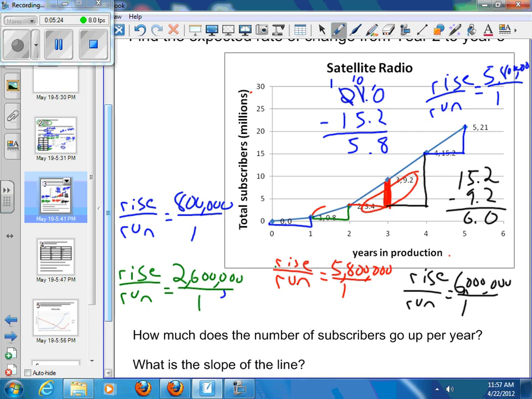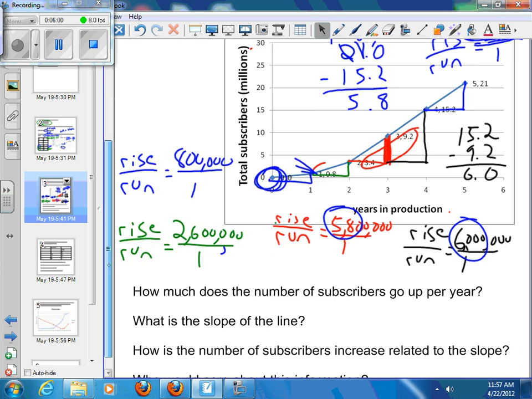So you can see that that first year we went from 0 up to 800,000. And then the second year we went from 800,000 to 2,600,000. Then we jumped all the way to 5,800,000. Then we kind of stayed the same after that. We went to 6 million and then back to 5,800,000. And in the big scope of numbers, 5,800,000, 6 million, and 5,800,000 are pretty close. So we can kind of say it's leveling off.